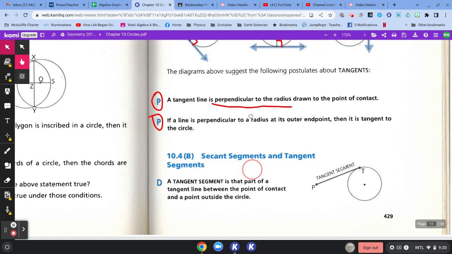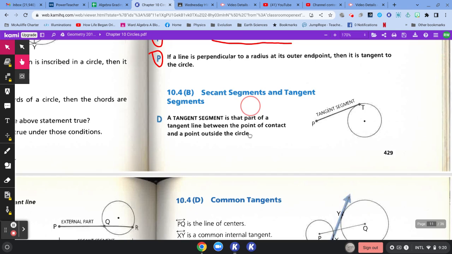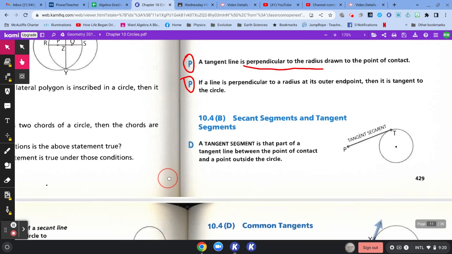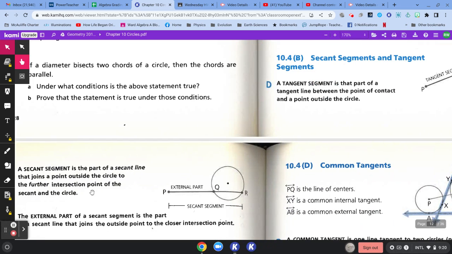Now we're going to take a look at Part B. So we have the concept of a tangent segment, which is a piece of a tangent line, and it's going to be between a point of contact of the circle and some other point on the tangent line. So that is a piece of a tangent line that includes the point of contact and all the points between that and some other point on the line of tangency. So that's also going to be perpendicular to a radius.